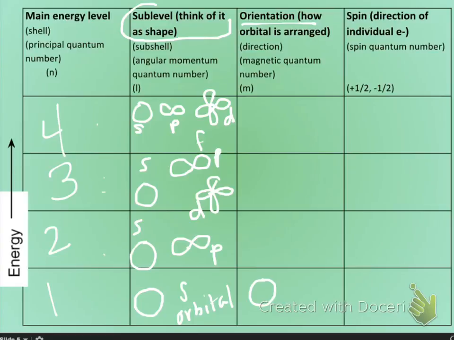Okay. Seems pretty straightforward so far. Well, on the second main energy level, we have a slightly larger S. It's a little bit bigger than our first beach ball. How many ways are there to orient this thing? One. So guess how many s orbitals we have on the second main level? One.